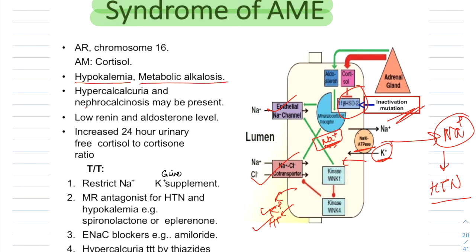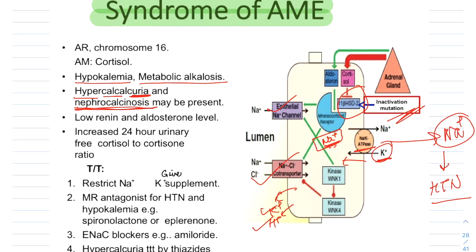Also, calcium is lost in the urine, thus causing hypercalciuria, more calcium in the urine. And also, because of deposition of calcium in these tubules, it causes nephrocalcinosis, that is renal stone formation.